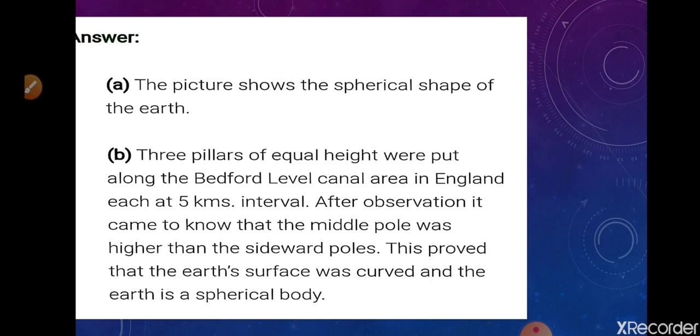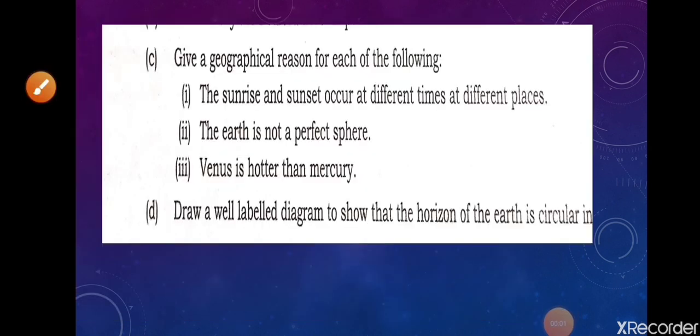Now I am moving towards question number 2, and that is, briefly describe the Bedford level experiment. I have given the answer here, and you can make the picture from page number 7, figure number 1.1. You have to make both figures in the Bedford level experiment, and that concept I have given you here, which you can copy.